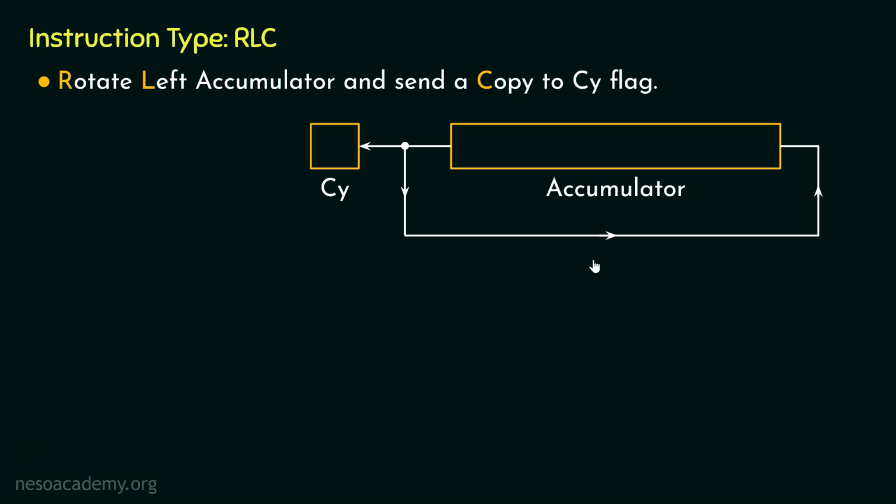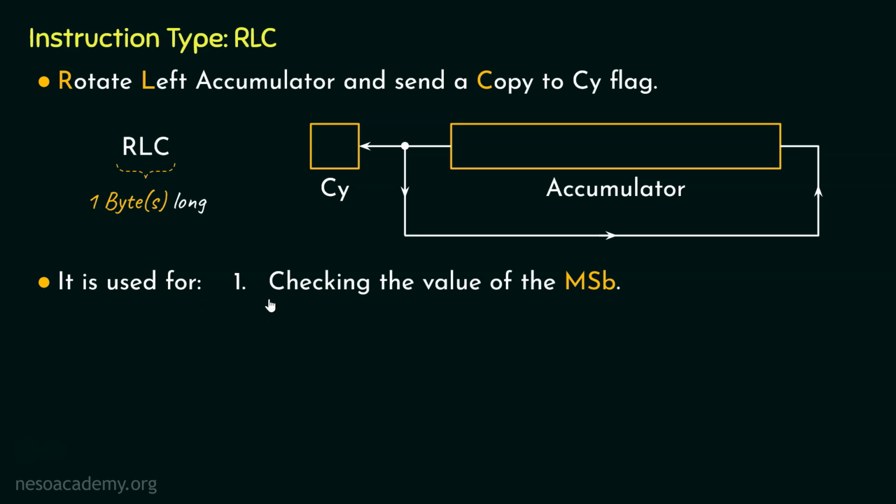For now, just remember the instruction RLC means we are supposed to rotate left the contents of the accumulator and in that process send a copy of the most significant bit to the carry flag. Now coming to the instruction RLC, it falls under the 1 byte long instructions category and it can be used for many things. At first, we can always use this instruction to check the value of the most significant bit. Now how are we going to do that? Think about it.